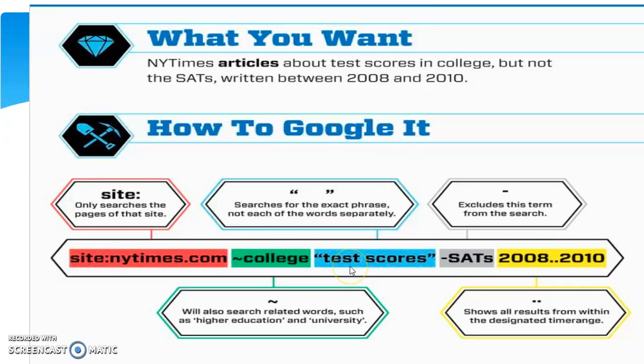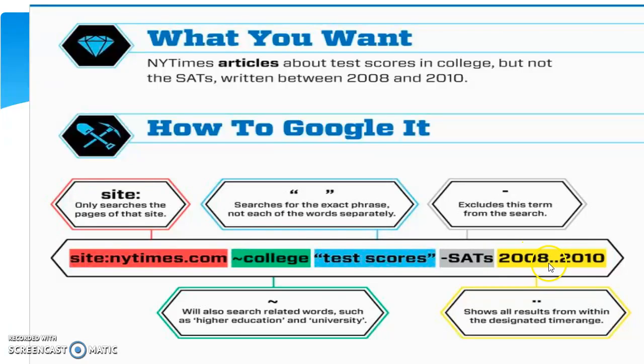You don't want football scores. You don't want baseball scores or anything with the word scores. So since you want this exact phrase, test scores together, you're going to put them inside quotes. And again, no spaces in between where the quotes are and the word. Now, if you don't want SAT scores, because we said specifically up here, not the SATs, you're going to put a little minus sign here in front of the word SATs. So this way, any articles that are talking about SAT scores, boom, they get taken away and they're not going to be in your search results.